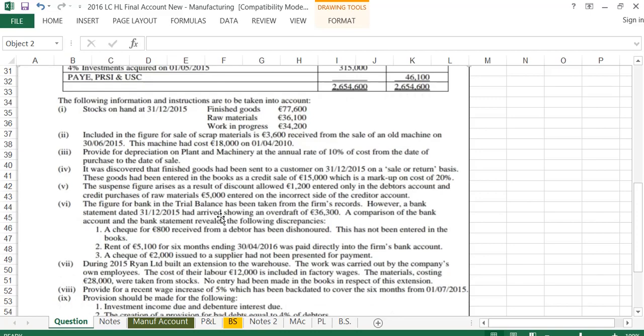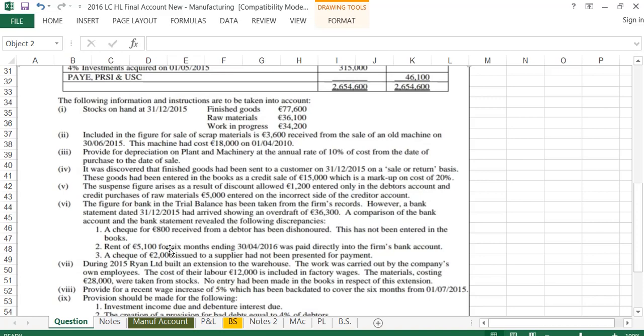However, a statement arrived at the end of the year showing an overdraft of 36,300. A comparison of the bank account and the bank statement revealed the following discrepancies. Usually the first two entries here affect our accounts, and the last one is an outstanding check that we have written but hasn't hit the statement, so that will affect the statement. So the first entry was a check of 800 received from a debtor that had been dishonoured.